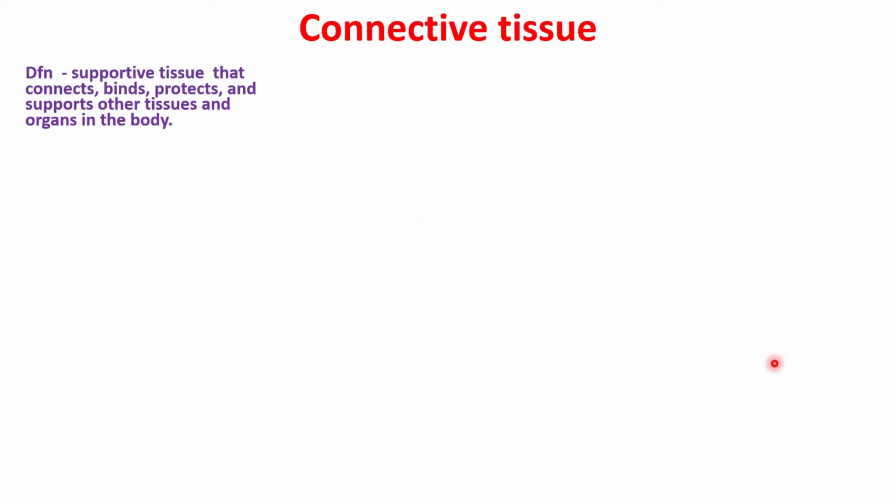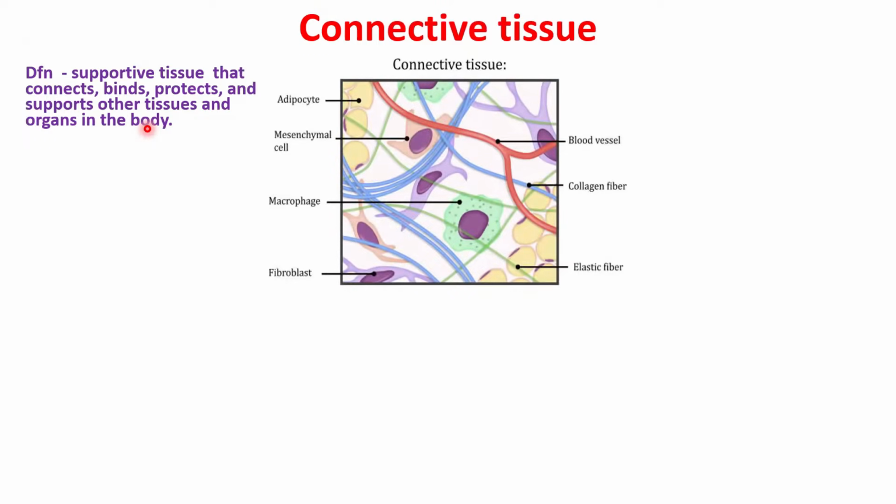So we go to the connective tissue. In this connective tissue, its definition should be a little bit simple, in terms that connective tissue is a supportive tissue that connects. That's the word itself. So connective tissue connects or binds and protects other tissues and organs in the body. It's either connecting or binding or protecting or supporting other tissues in the body. So that's a simple definition of the connective tissue.